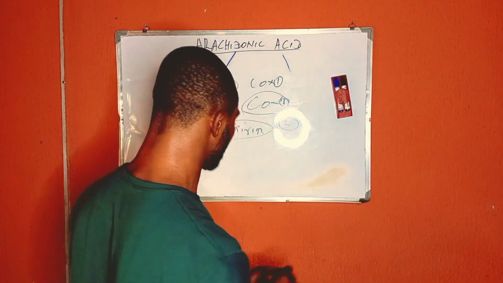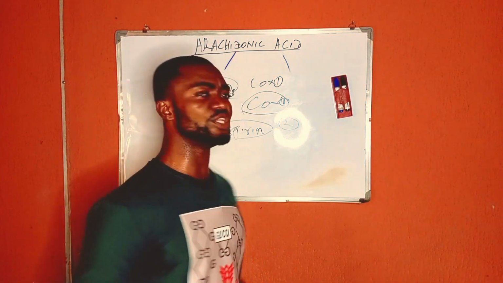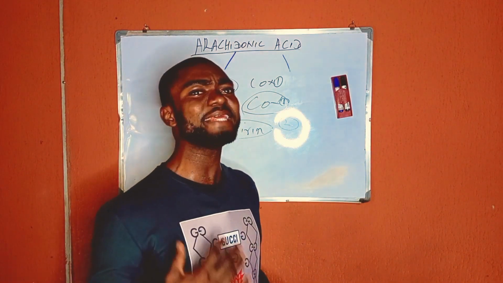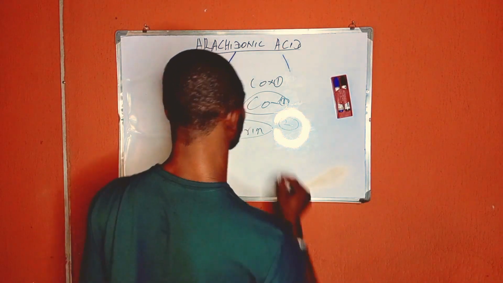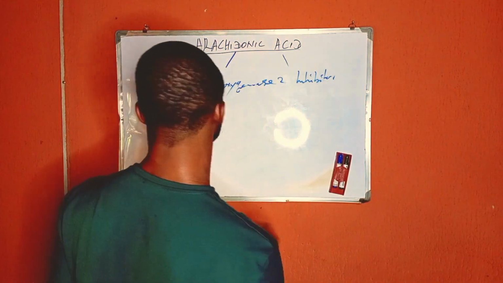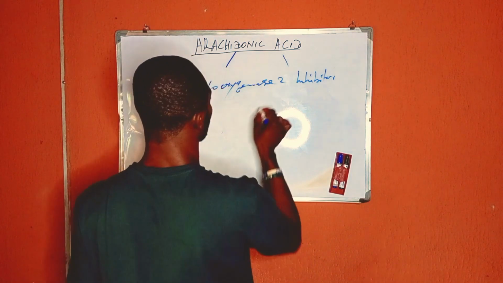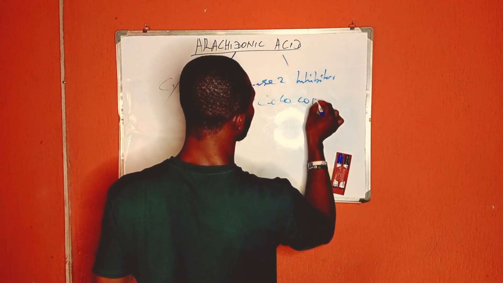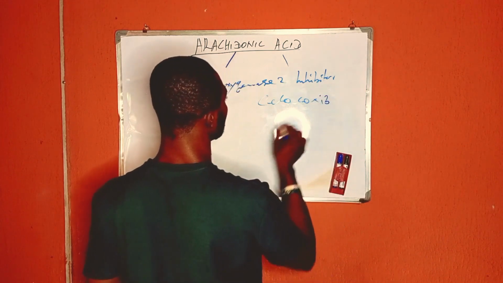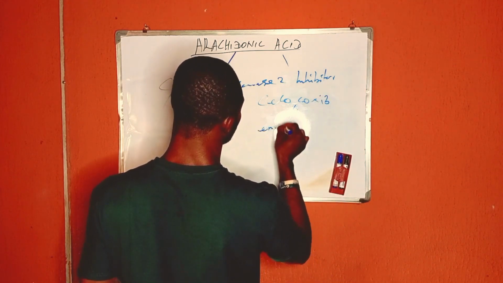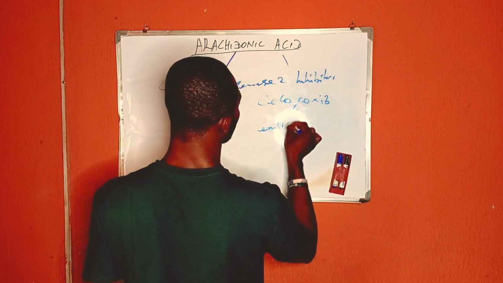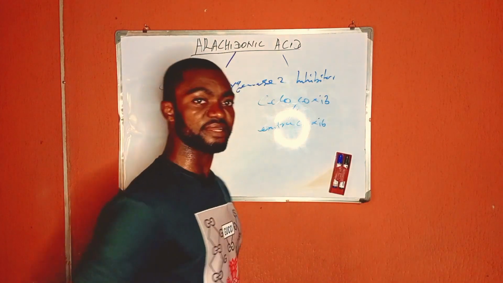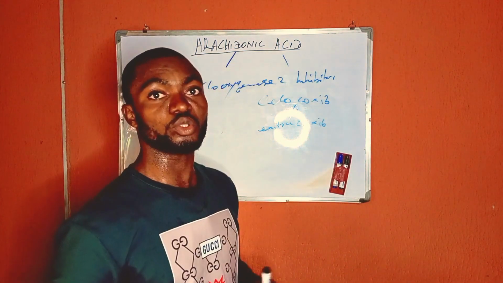So the best thing for us to do is to take a new generation NSAID that is specifically made for COX-2. It's called a cyclooxygenase 2 inhibitor. Examples of it are drugs like celecoxib and etoricoxib. Drugs like this are more advisable to take.